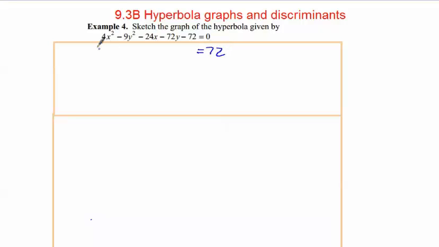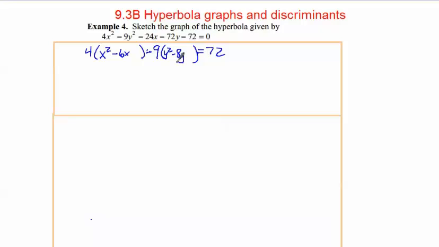All right, and then group the x terms. I'm going to go ahead and factor the 4 out of the x terms. So we're going to have x squared minus 6x. And then same thing with the y terms. I'm going to factor out a negative 9. And we're going to get a y squared here and a minus 8y.